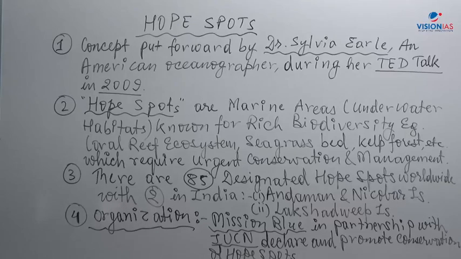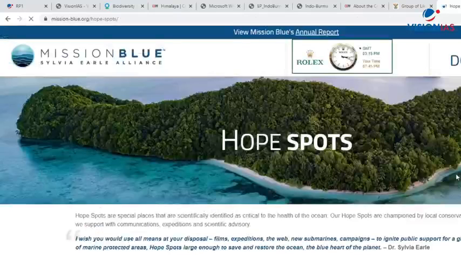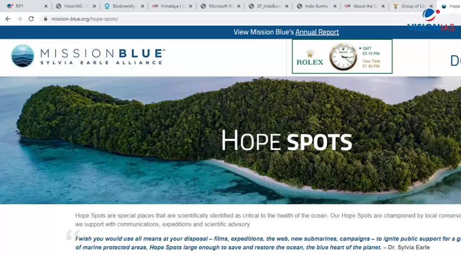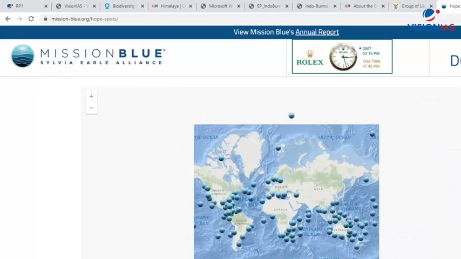Now, regarding the hotspot that I mentioned here, where do you have to go for the information? Which website do you have to follow? For this one, Mission Blue. You have to follow the website of Mission Blue. So when you do the Google search, you will get Hotspots Mission Blue, and this is the first website. You have to go to the home page of Mission Blue. Now this is the web page, right? Mission Blue there, and all the dots which you can see here, all these are hotspots.